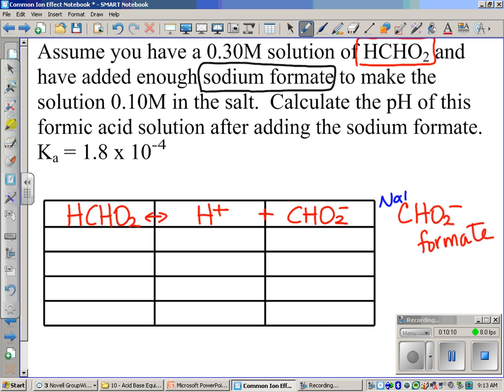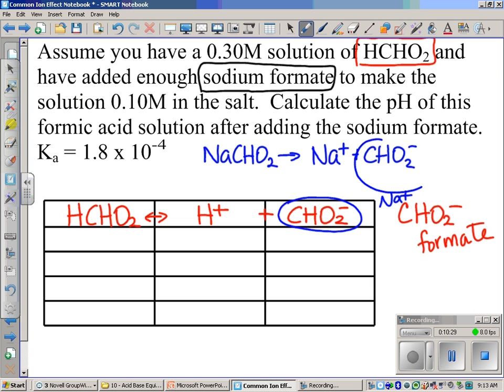Okay, so now you will take your salt, sodium formate. So sodium has a +1 charge. So if you crisscross that, sodium formate is NaCHO2. Single-sided arrow gives me Na plus and CHO2 minus.